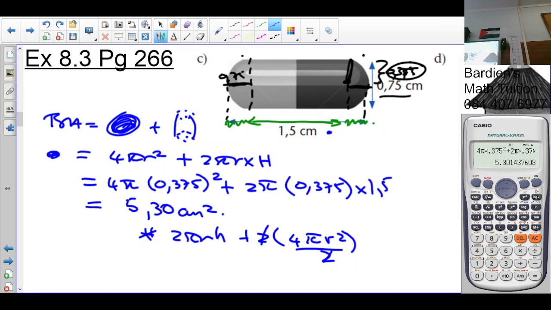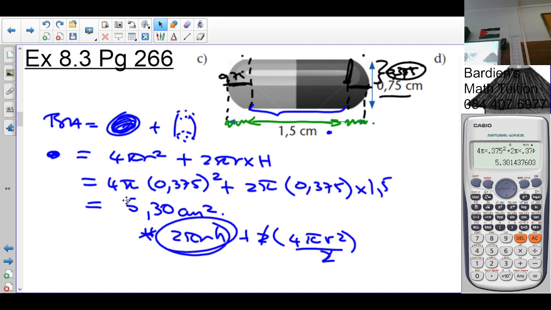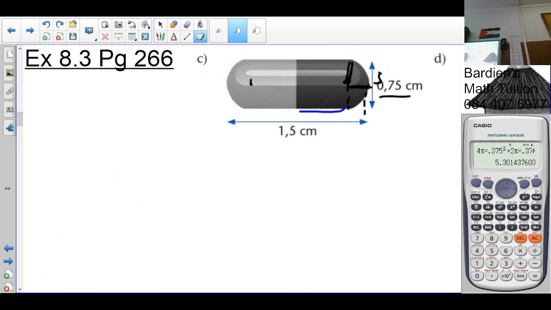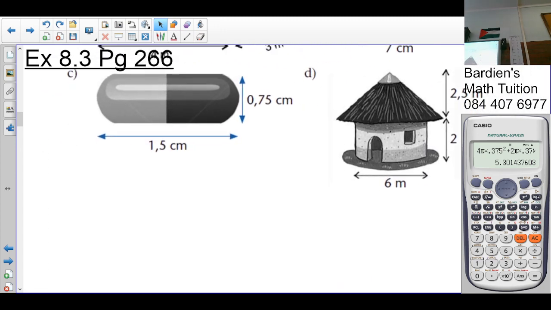What was your radius? Check your radius. 0.375. Times height 0.75. Now you see, this here is actually the height of the cylinder. So how can you have 0.75? Because, sir, I'm using the whole length being 1.5. Yeah, okay. Just change it and then you see. If you still don't get the answer that they have, then you can discuss it, okay? But you're on the right track. 100%, okay?